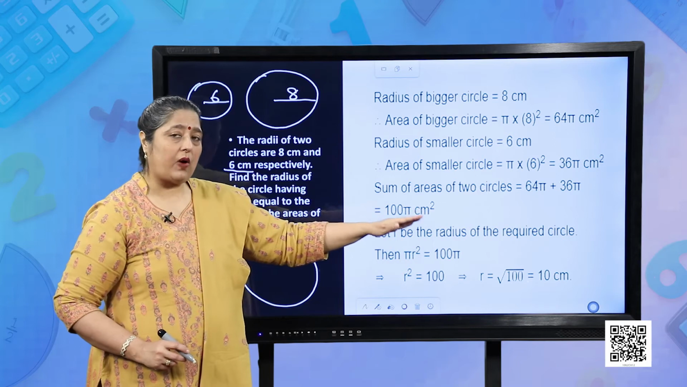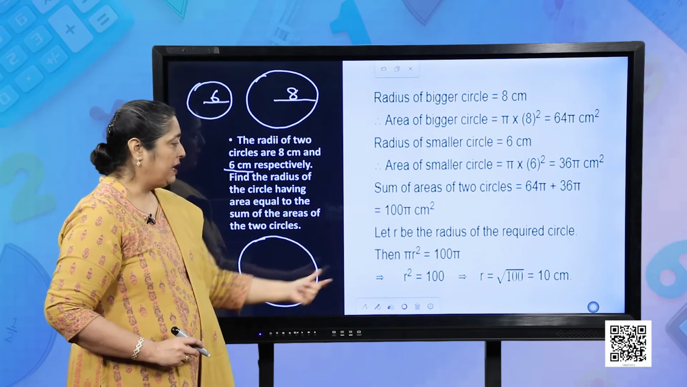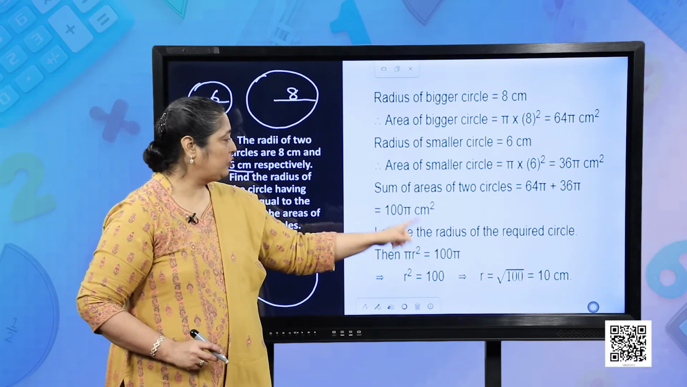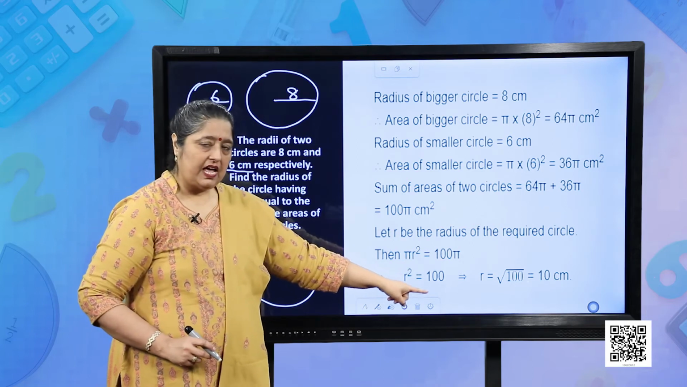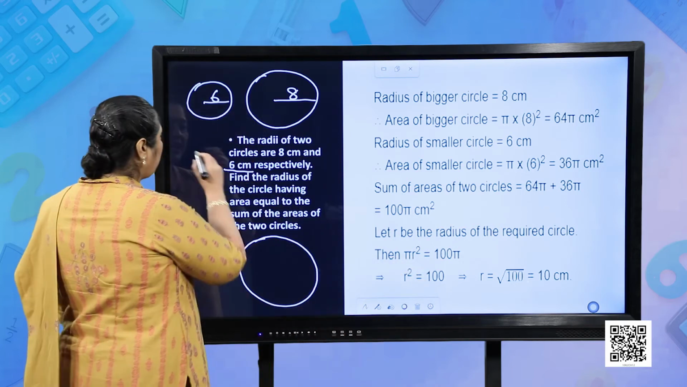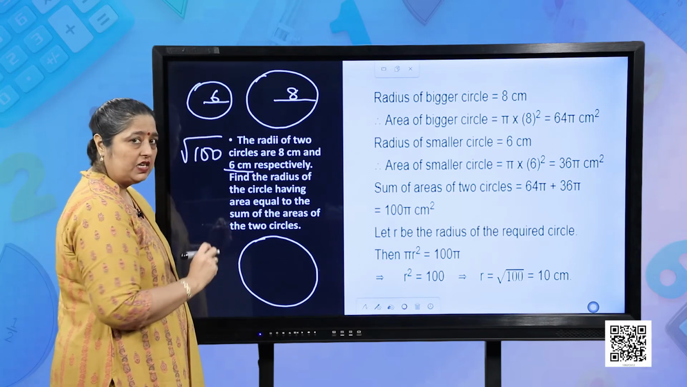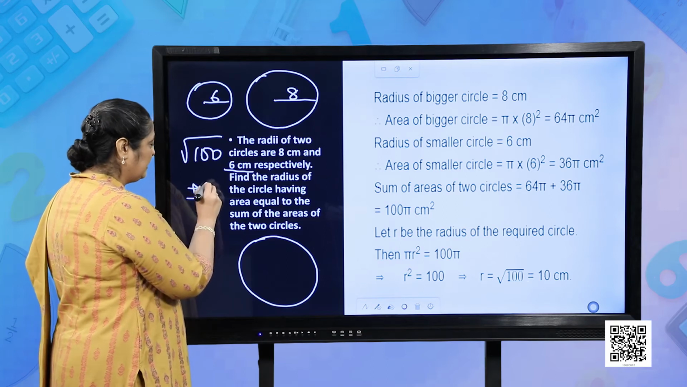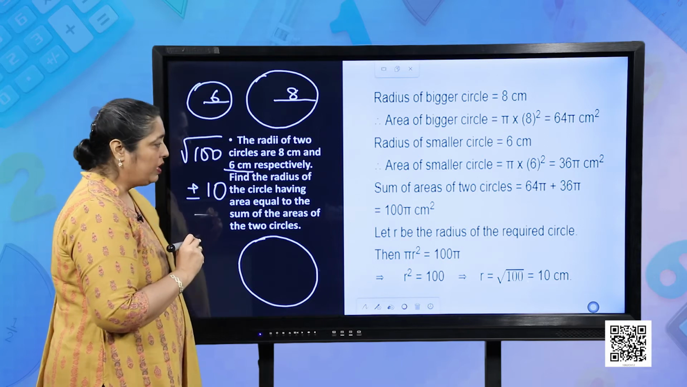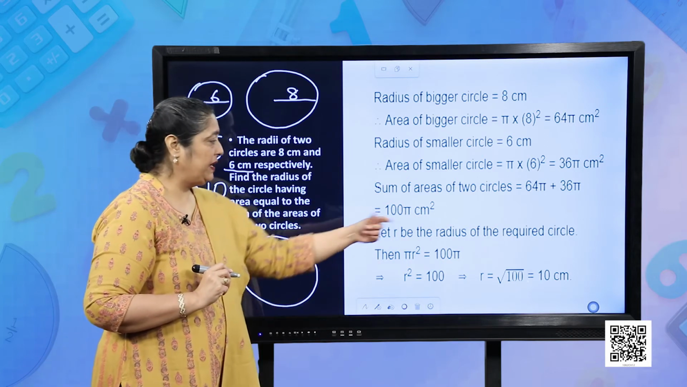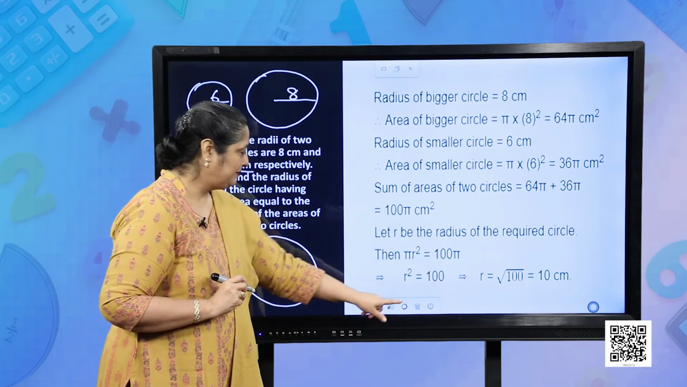Let r be the radius of this third circle. Then the area of the circle will be pi r square, which is equal to 100 pi. So, r square will be 100 and r is the square root of 100, which is plus or minus 10. But can the radius be negative? No. So, the radius of the third circle will be positive 10 centimeters. I hope this is clear now.